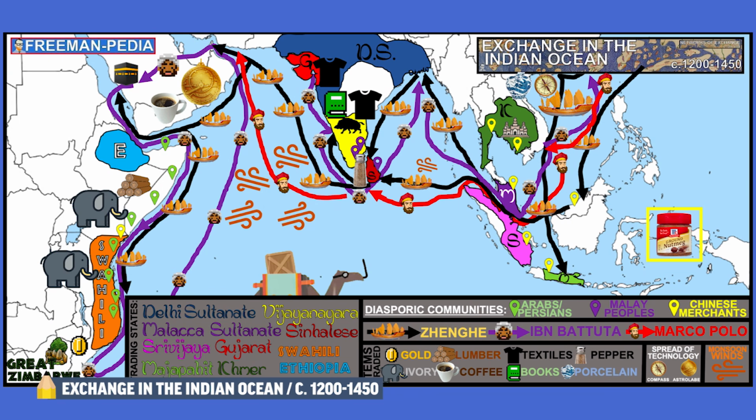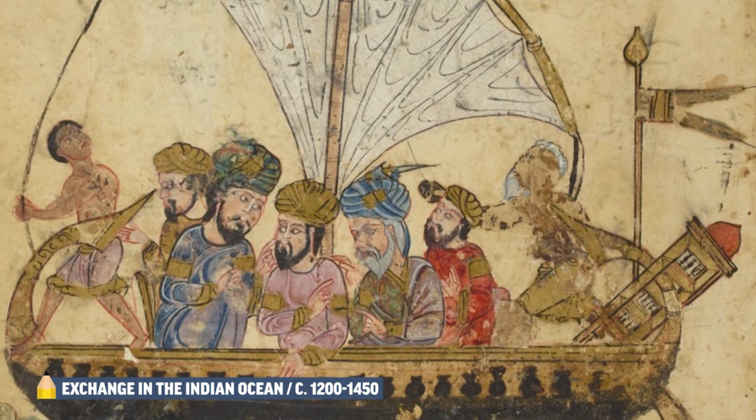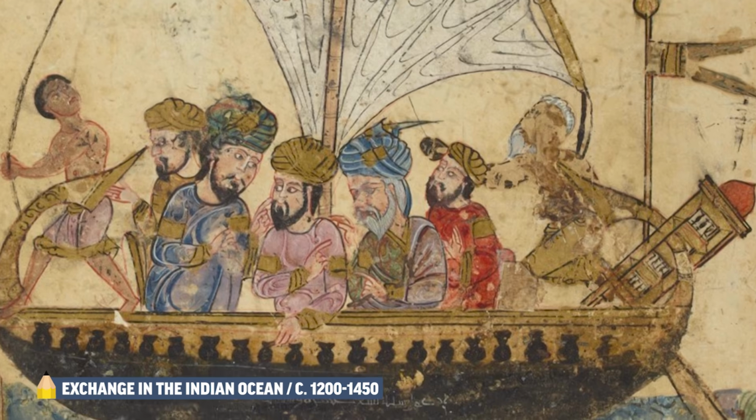Next trade route, the Indian Ocean Exchange. The map here shows you the regions of East Africa, Dar al-Islam, South Asia, Southeast Asia, and East Asia all being nautically connected using this trade. It's the same thing as the Silk Roads, just a maritime version. Luxury goods and technologies are being exchanged. With this kind of trade, you're going to see new trade cities emerge.